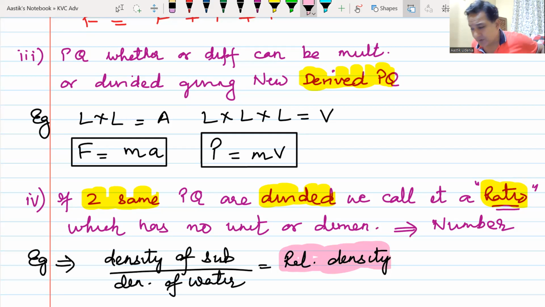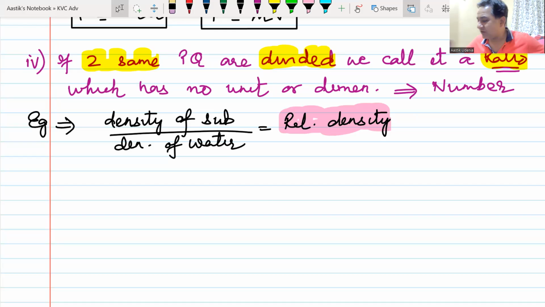So whenever we are dividing two same physical quantities, yes, Reddy, refractive index is also one of them. We have discussed this in the previous class. You divide two same physical quantities, you will get a ratio. A ratio is a number. It does not have unit, does not have dimension, but there is one exception here. Like two exceptions here. We have discussed those exceptions as well. Can you tell me what is the exception to this rule?